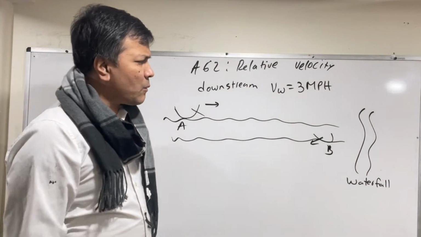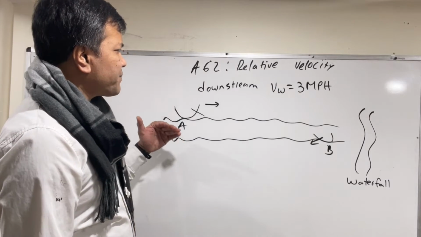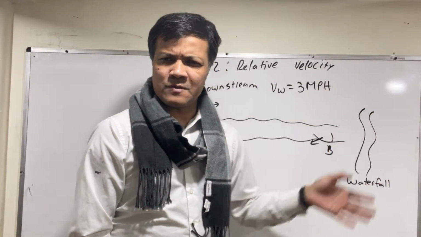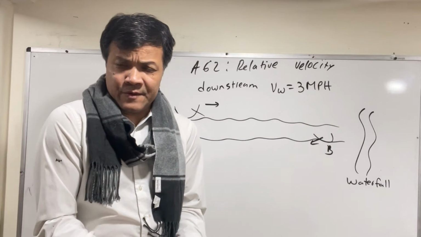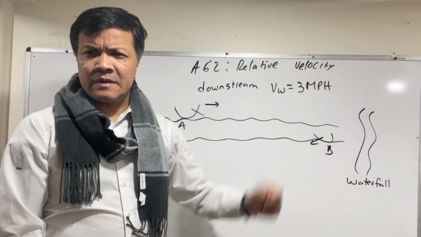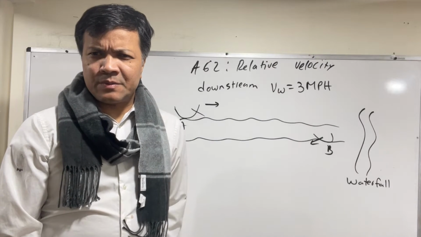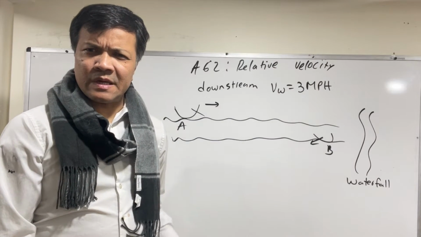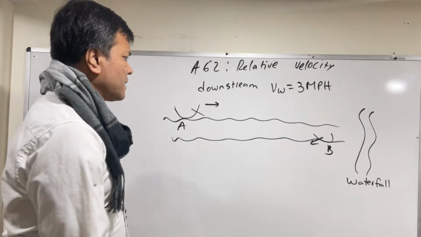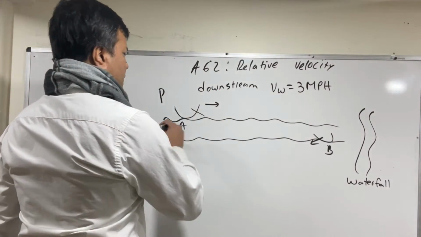All right. What causes the downstream or upstream? Waterfalls. If you remove waterfalls, there will be no current on the water. If there is no current on the water, then that would not be a relative velocity problem. So you see that there are two velocities here. One velocity is you paddling the kayak.